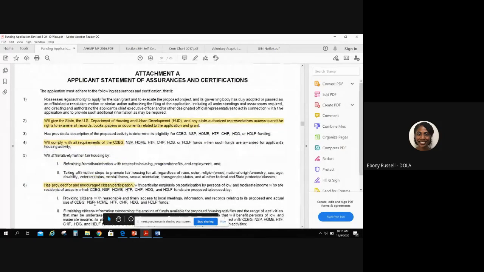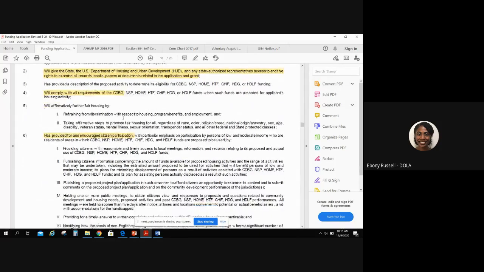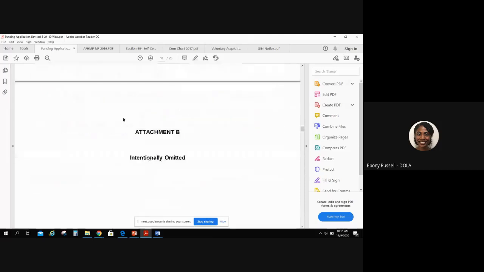Here are the attachments that are required to be turned in with the application. Basically, this states that you submit to a full review when you submit your application, and you'll allow us to look at your records, books, papers, and documents, that you will comply with the requirements of any funding source that you receive, but we're talking about CDBG today, and that you will provide citizens the opportunity to participate in the development of the project.